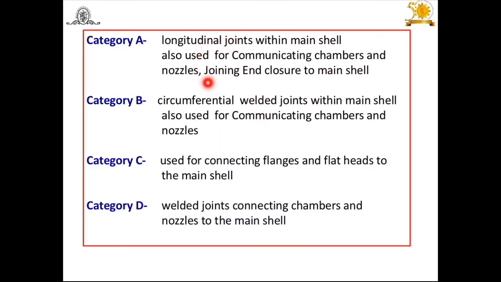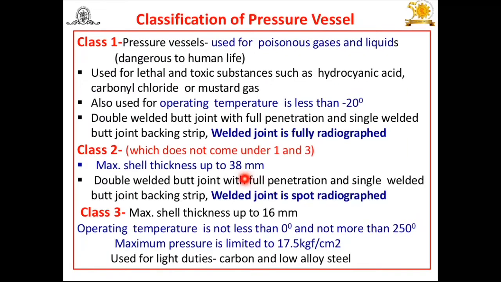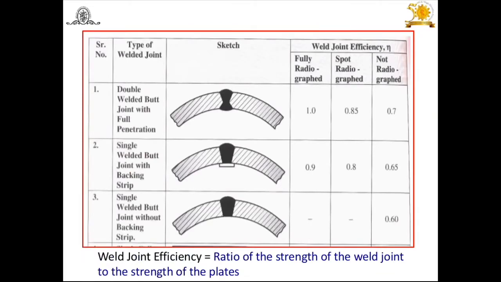That means you will find the categories of welded joint, A, B, C, D, their relevance, how they connect the different parts, and how they fabricate the pressure vessel. Classification of pressure vessel: three classes, class 1, class 2, class 3. Class 1 is used for which type of gases or fluids, class 2 is checked from a safety point of view, and class 3 is for light duties.